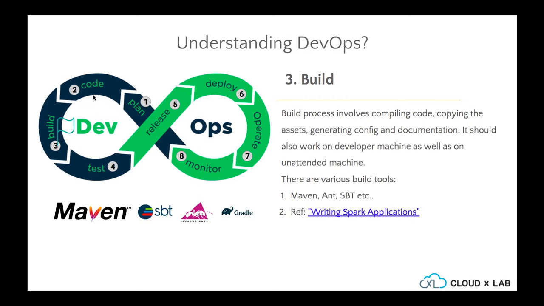So we talked about plan, code, and the third part of the process is the build. Build process involves compiling code, copying assets, generating config, and documentation. Those who have used say C code or C++ code, they would know there used to be something called make, right? Similarly, there are many new tools for building your project, because building a project or packaging your project requires a lot of things, like creating a folder in the destination, replacing the config file settings, substituting variables in various files, as well as copying the code, compiling the code, and generating the documentation, and then bundling them together. All of that is part of the build.